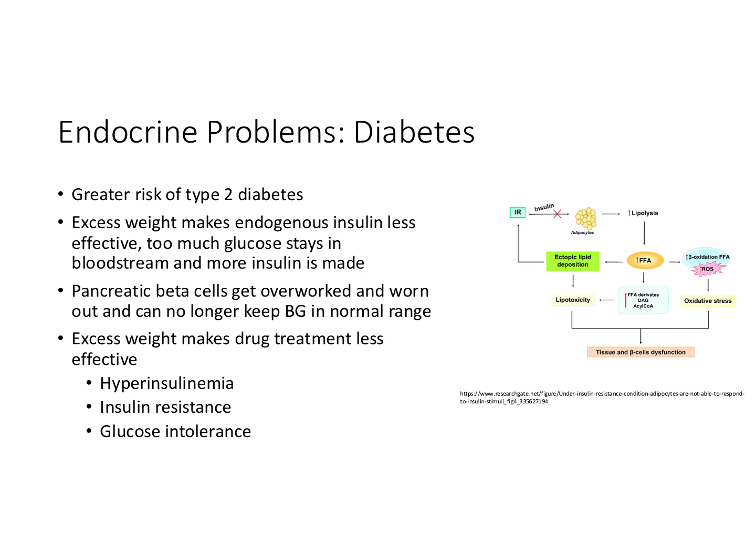Endocrine problems, the main one to think about with obesity is the greater risk of type 2 diabetes. So that's the one that happens typically with people who are older, but we are seeing more type 2 diabetes in children, but it's associated with insulin resistance. So excess weight makes endogenous insulin less effective, and so too much glucose is kept in the bloodstream and the body keeps making more insulin trying to compensate for it. And then the beta cells of the pancreas get overworked and worn out, and they can no longer keep the blood glucose in the normal range.